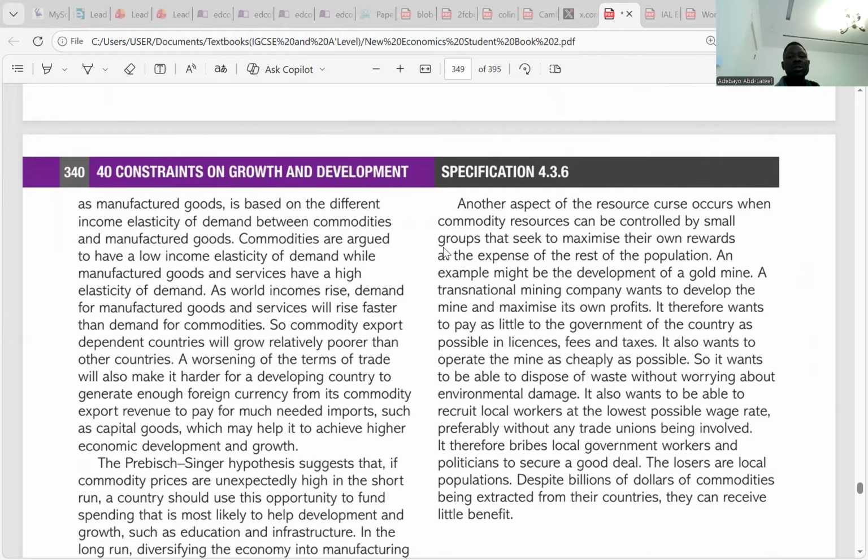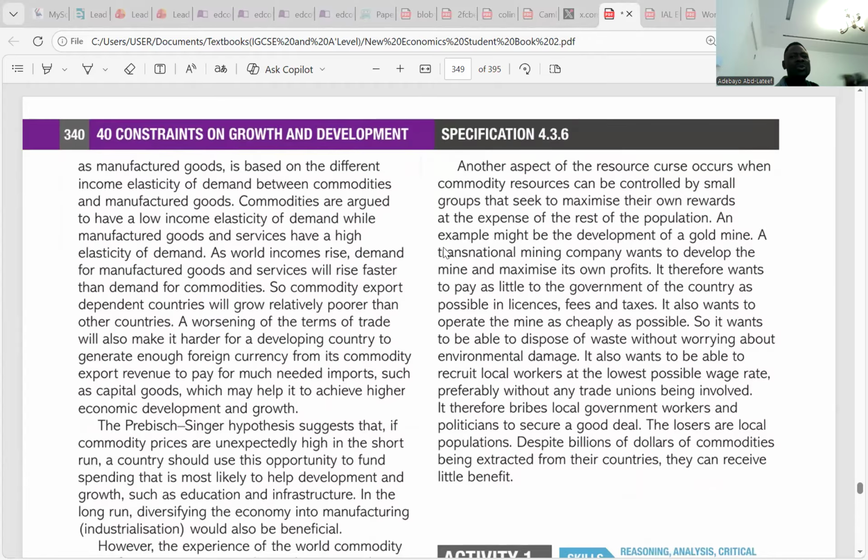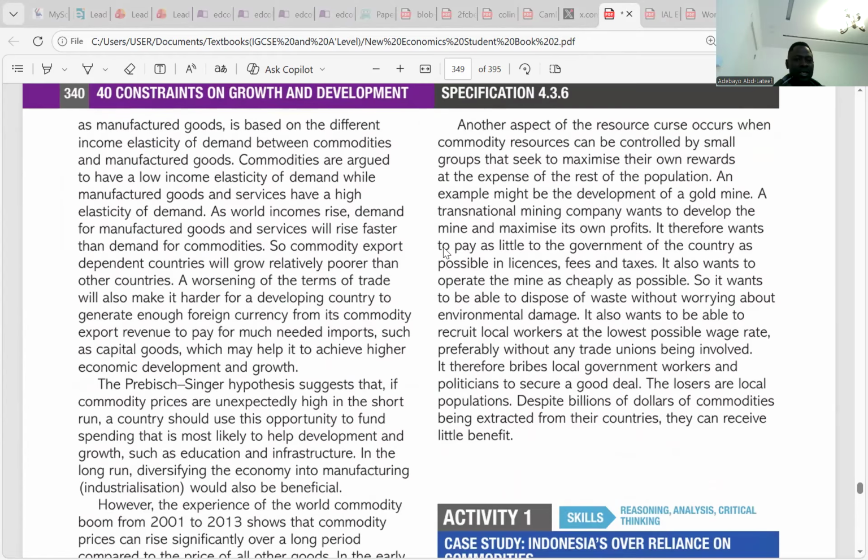Yeah. So commodity export dependent countries will grow relatively poorer than other countries. The worsening of the terms of trade will also make it harder for a developing country to generate enough foreign currency from its commodity exports, to pay for much needed imports, such as capital goods, which may help to achieve higher economic development and growth.